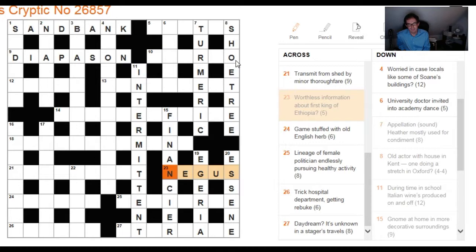Now, again, this is some fairly exotic knowledge here. If you look up negus in the dictionary, you'll normally find I think it's some sort of drink. That's how I know it. But it is also a word for an Ethiopian king.